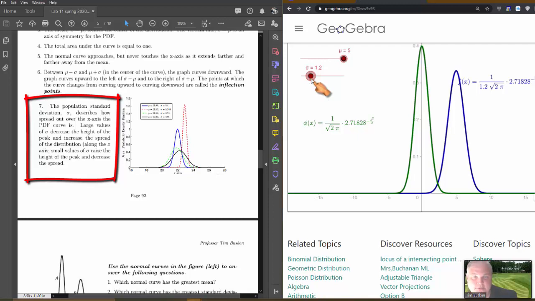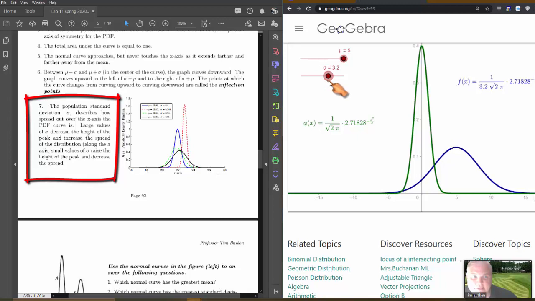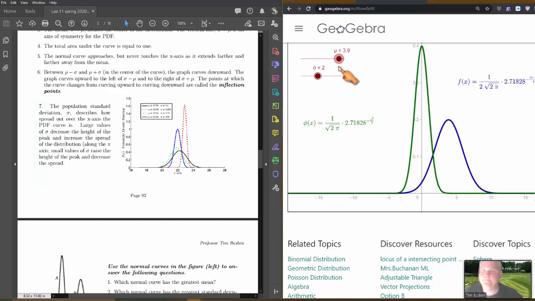But what happens to the normal curve as you raise the standard deviation? It becomes more spread out along the x-axis. The peak is a lot lower, right? And keep in mind, every time I change sigma here, I get a different normal curve. And each one of these normal curves has an area of 1 underneath it.